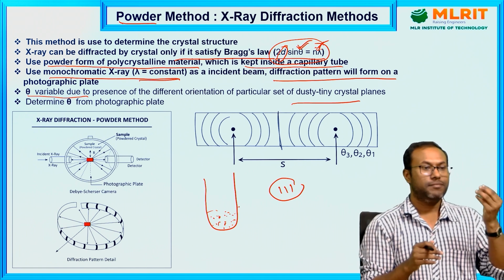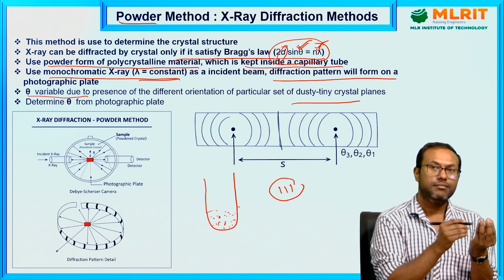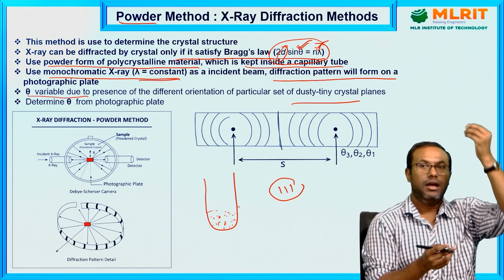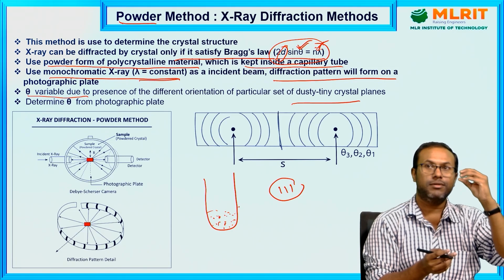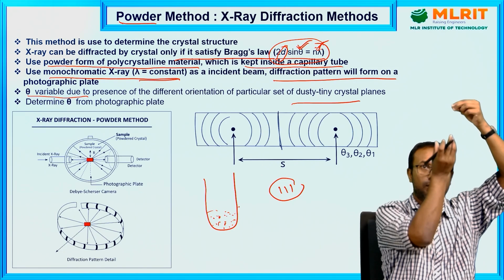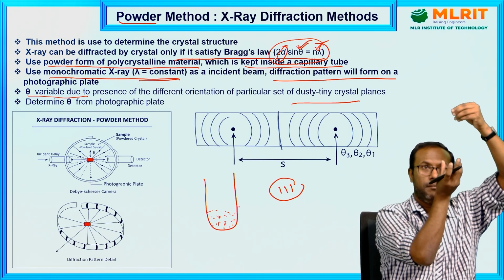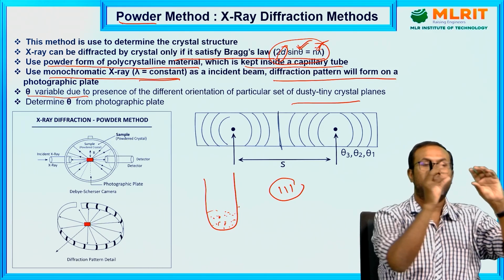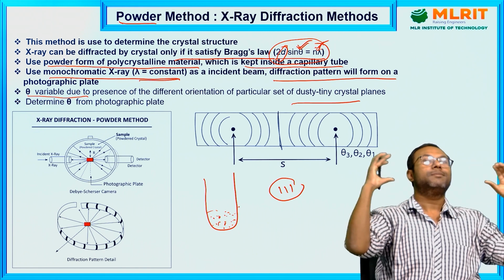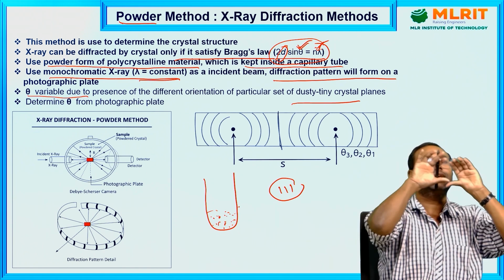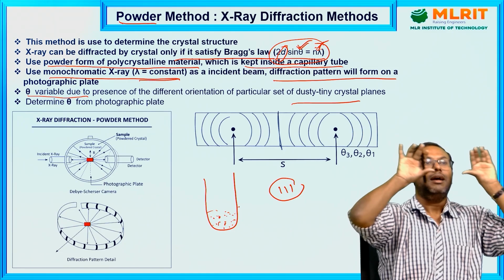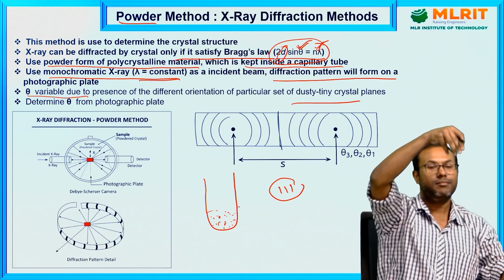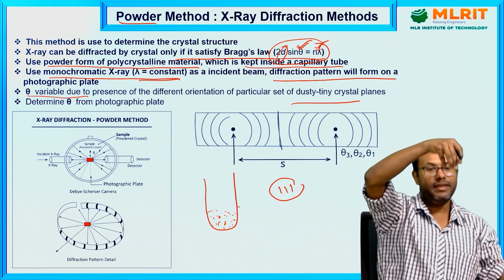Suppose a capillary tube contains the powder form of the crystals, and that is hanging by some wire. Now in this setup, we keep a photographic plate around these things. There is one photographic plate, and the capillary tube containing the crystal powder is hanging.